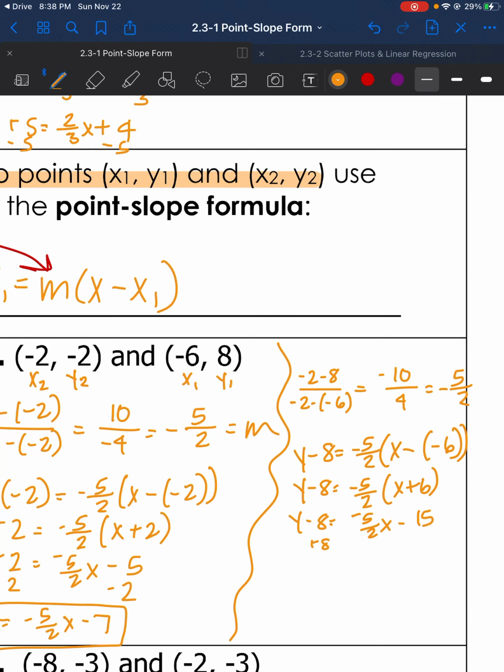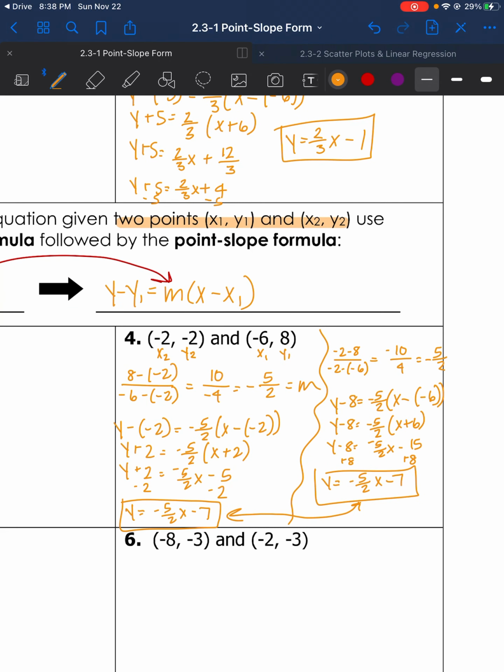Let's add 8 to both sides. We get y is equal to -5/2 x minus 7, which is the same as that one there. Okay, so I just wanted to do that so that you guys knew it doesn't matter which one you use where, as long as you keep the coordinate pairs together.